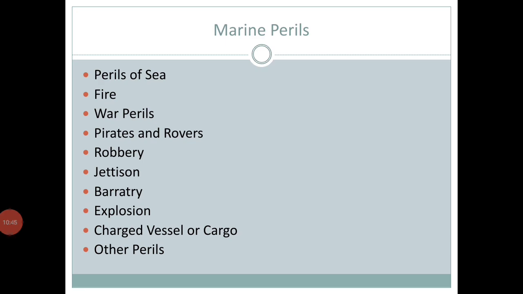Now we will discuss the different types of policies included in marine insurance. First type of policy is time policy. When a marine policy is taken for a specific period of time, it is called a time policy. For example, if the marine insurance is taken for the period starting from 1st January 2021 to 31st January 2021, it will be called a time policy.